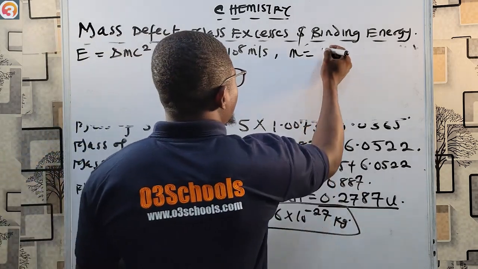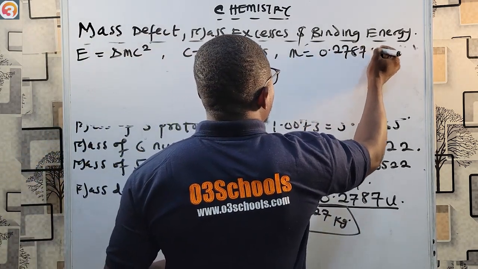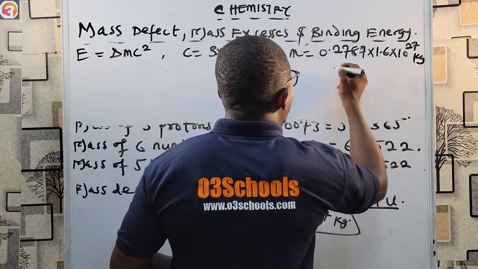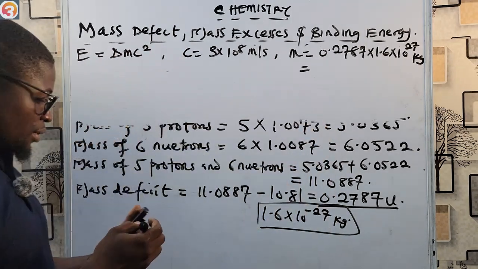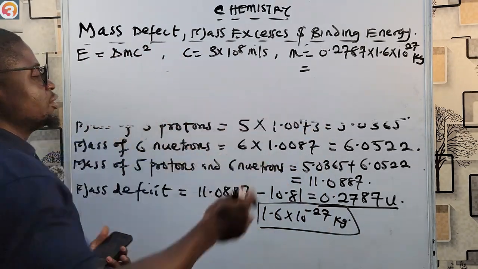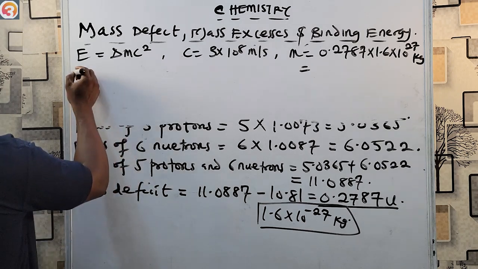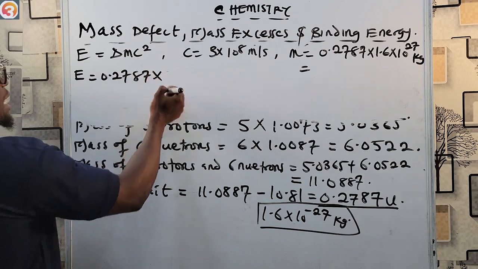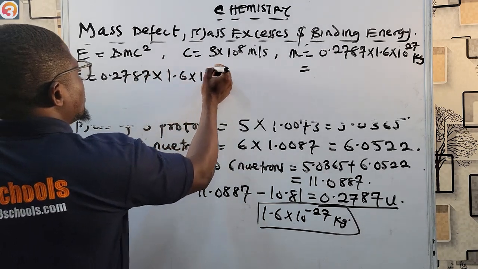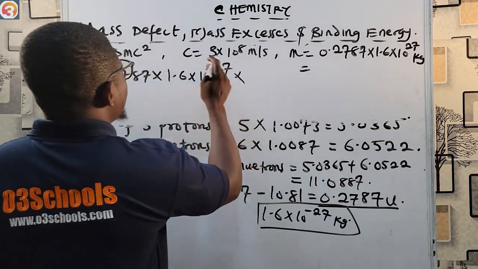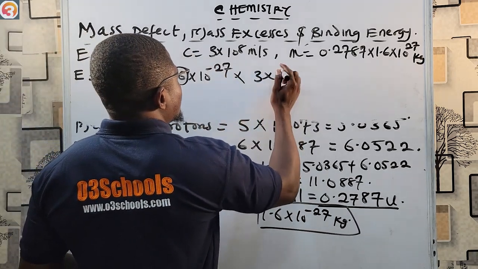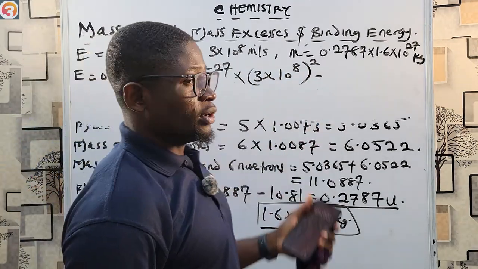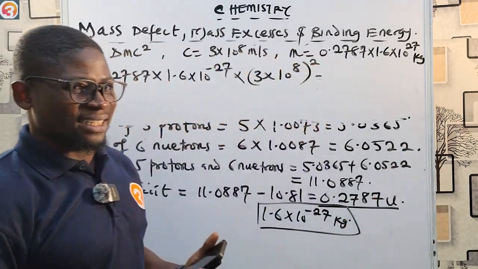the mass deficit, 0.2787 times 1.6 times 10 to the power minus 27 kilogram. We're converting to kilogram now. There's no need to calculate that, let's just put it into the formula. So that our binding energy E will be equal to M, that is 0.2787 times 1.6 times 10 to the power minus 27, times C squared. That is 3 times 10 to the power 8, all squared.